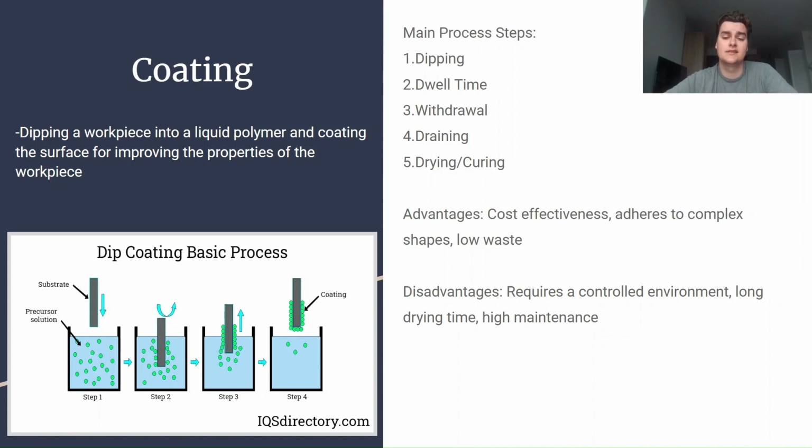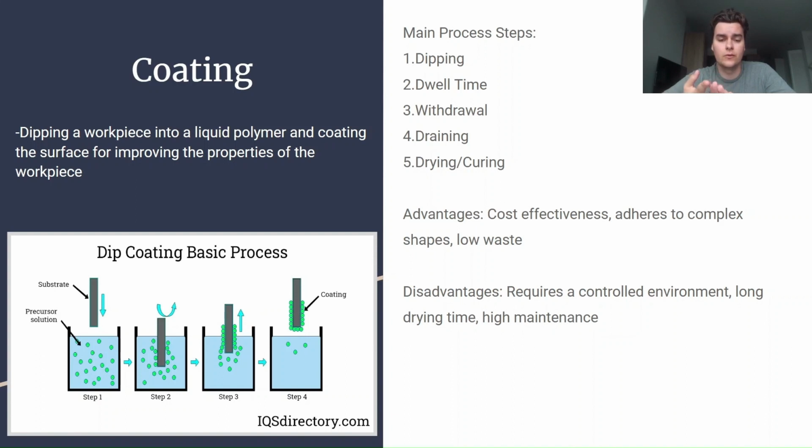Advantages of this process: it's a cost-effective way. The amount of workpieces you can dip at the same time is very large. It adheres to complex shapes. So, for example, those nitrile gloves are made using this process. And this process is relatively low waste because all the excess just drips right back into the solution.